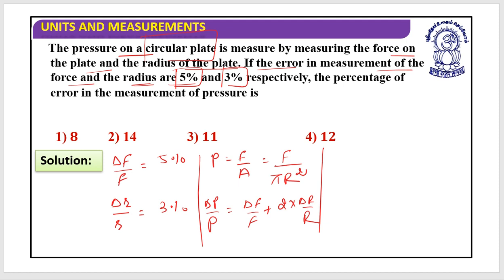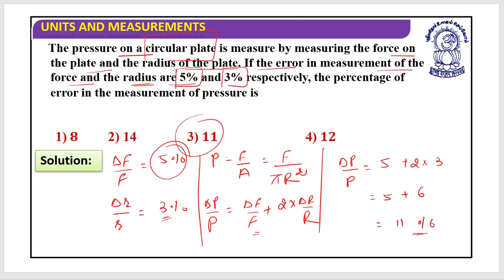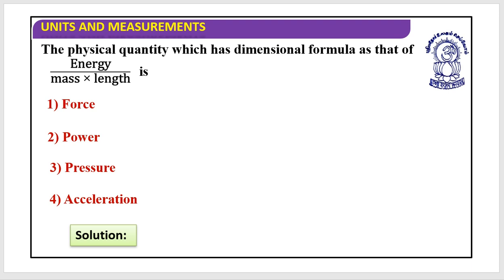Yes. Now let's put in the values. Delta F by F is given as 5%, plus 2 into delta R by R, which is 3%. So this is 5 plus 6, and that comes to 11%. This should be the answer. What was yours? Can you do this? Okay, very good. Now let's move to the next question.